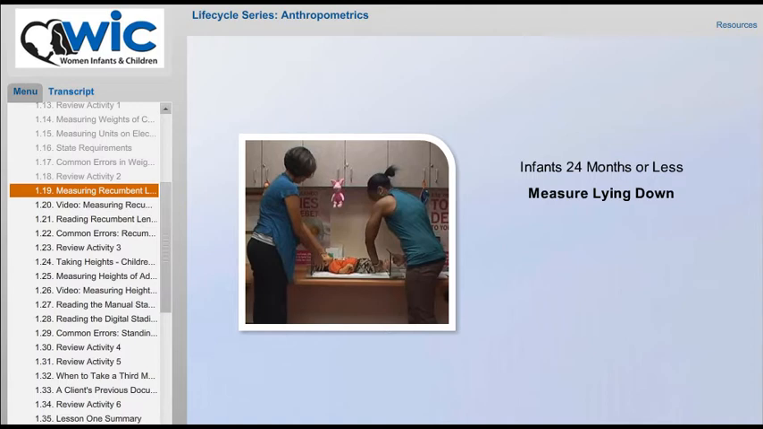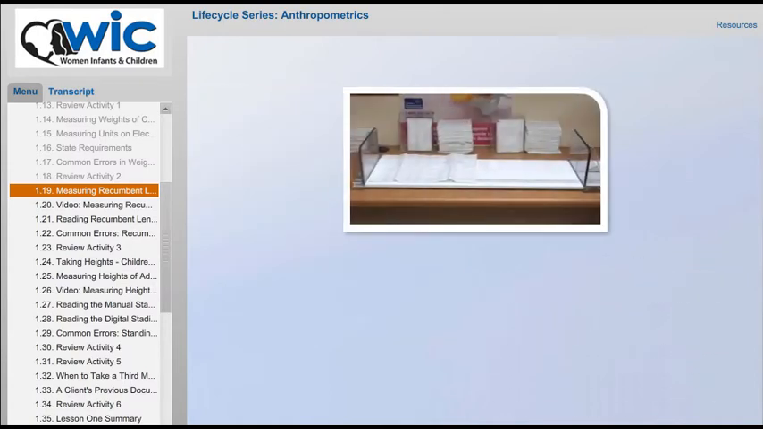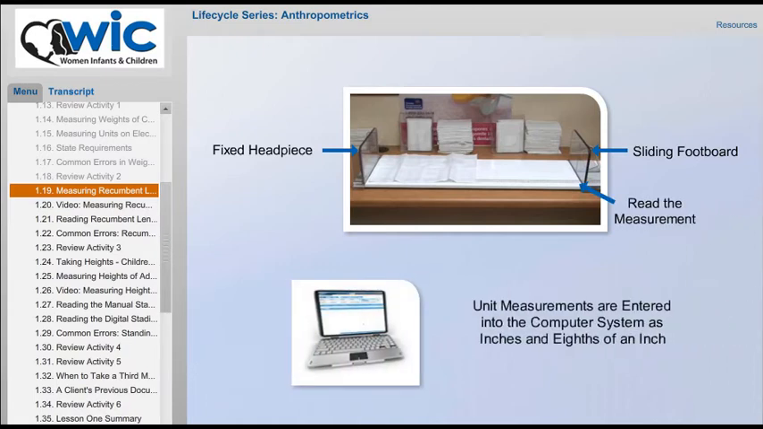This lying down measurement is called recumbent length and requires a recumbent length board as shown here. The recumbent length board has a fixed headpiece and sliding footboard that rests against the infant's feet. The foot area is where you'll read the measurement. Units for this measurement are entered into the computer system as inches and eighths of an inch, such as 20 and 3/8 inches, which are the same units used for heights of women and children.